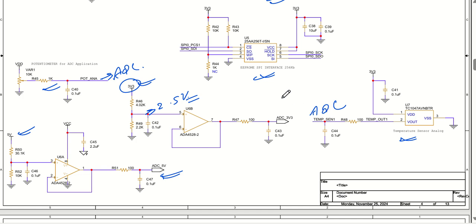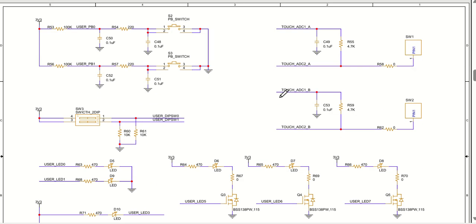All right, now let us start with the next one. Next, you can see we have user IOs. In user IOs we have push buttons. The push buttons have been made very nicely using filters, removing the debouncing effects by using capacitances and all those things. That's a pretty good thing that we have done here. PB0 and PB1 will be used to connect to the microcontroller pins, so those will be acting as input pins.